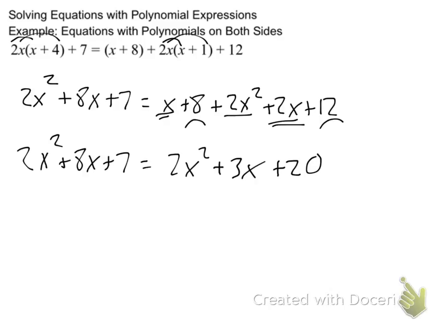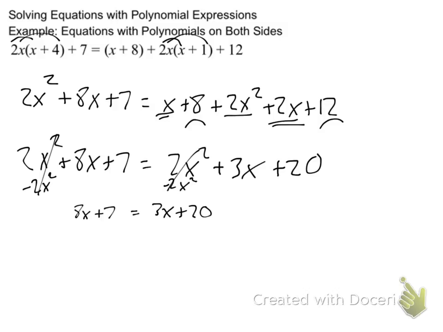Now I got to start bringing things from one side to the other. Hey, wait a minute. They both have a 2x squared. So it doesn't matter which way I go. If I subtract a 2x squared from both sides, they are gone. So I'm left with 8x plus 7 equals 3x plus 20.